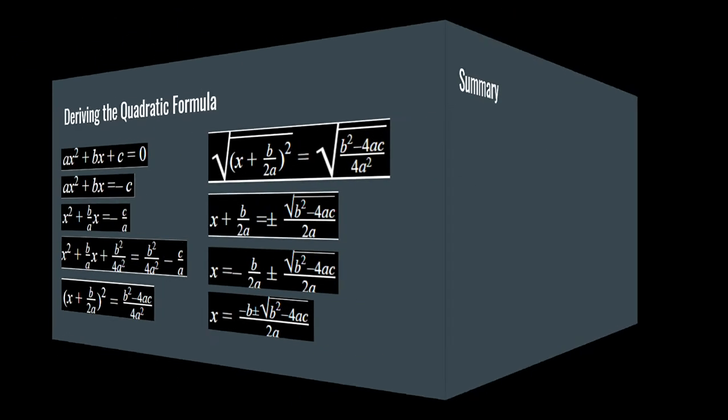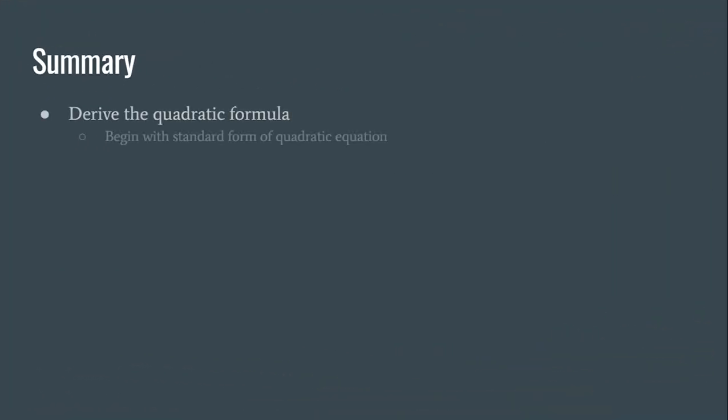Okay, so to sum everything up, that's what we did. We started with the standard form of a quadratic equation, and basically we're just solving for x. A lot of people get tripped up on this because there's no numbers to start out with, so they get confused. But if you treat the non-x letters as numbers, I think it'll make a lot more sense.